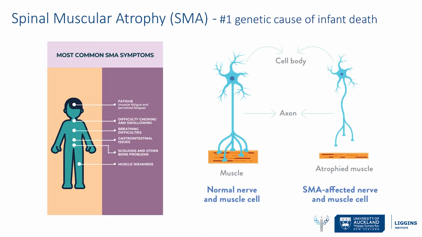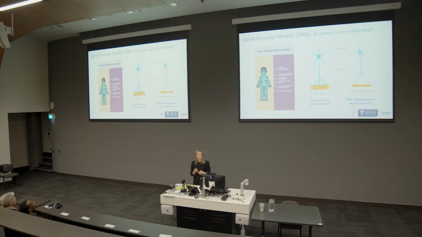So one example of a disease caused by an RNA splicing error is called spinal muscular atrophy, or SMA, and it's the number one genetic cause of infant death. Spinal muscular atrophy is caused by too little of a protein called survival of motor neuron protein, or SMN, and too little of this protein causes the motor neurons to die and the muscles that they control to waste away, meaning that the individuals can no longer move them.